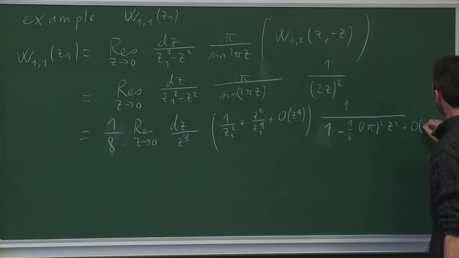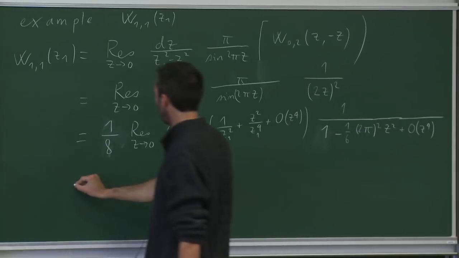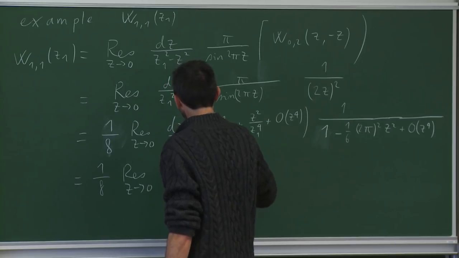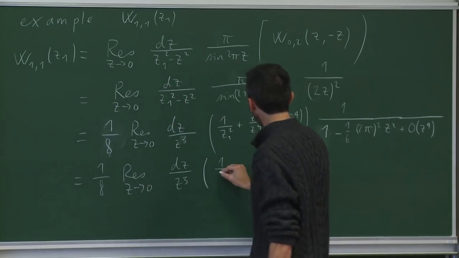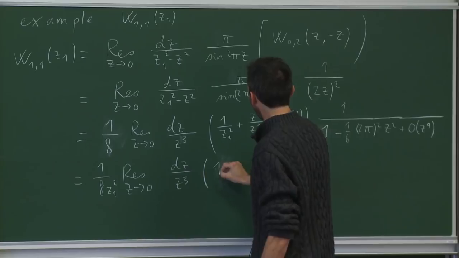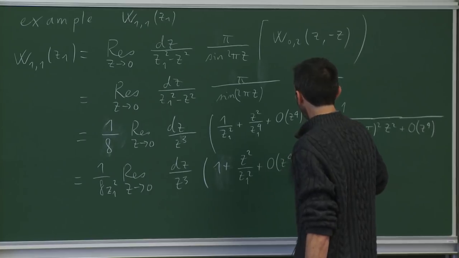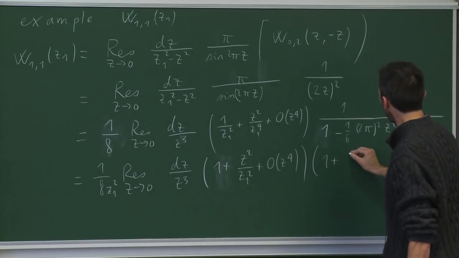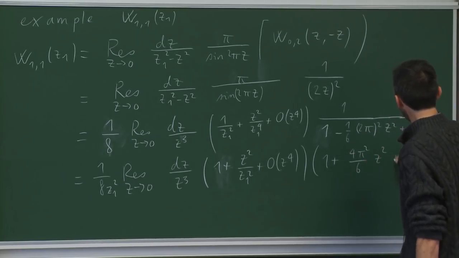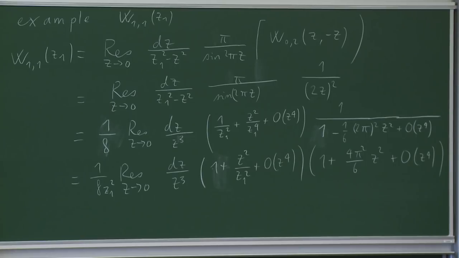plus O of z^4. Okay. So this is 1 over 8 residue when z goes to 0 dz over z cubed times 1 over z1 squared. Well, let me put the 1 over z1 squared in front. 1 plus z squared over z1 squared plus O of z^4 times 1 plus 4 pi squared over 6 z squared plus O of z^4. Okay. And the residue picks the coefficient of 1 over z.